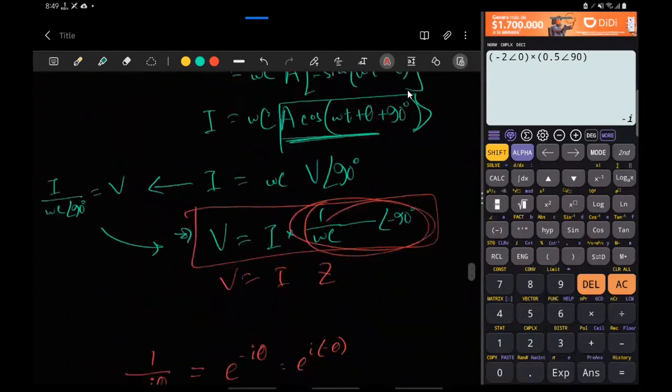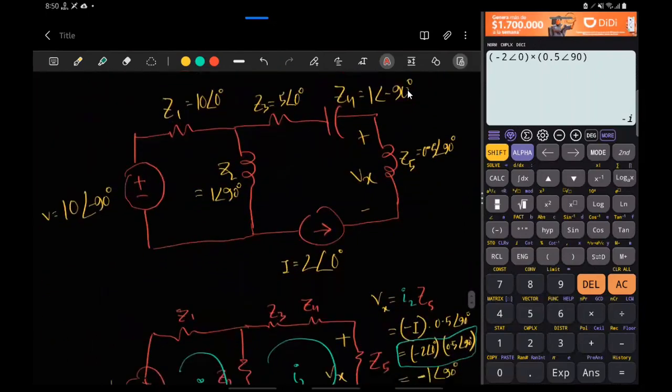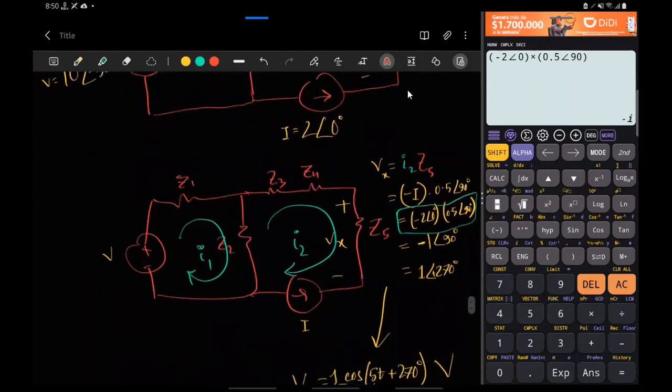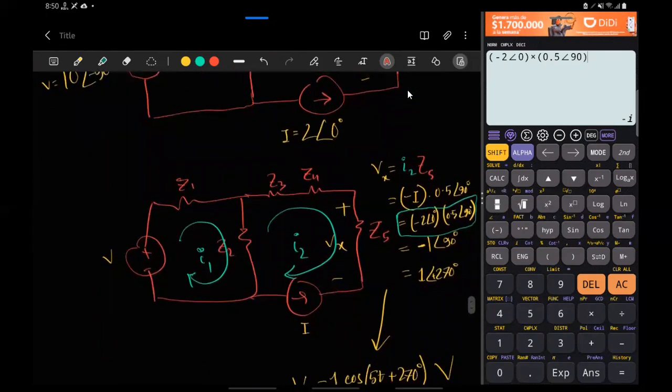Now you just simply solve this problem like you would solve any other DC problem. Just solve normally. Step 3 is basically solving the circuit like DC analysis, however you want to do it. If you want to do nodal analysis, that's also fine. If you want to do mesh analysis, that's also fine. You can even apply voltage divider rule, current divider rule, or even source transformations. All of them are allowed.